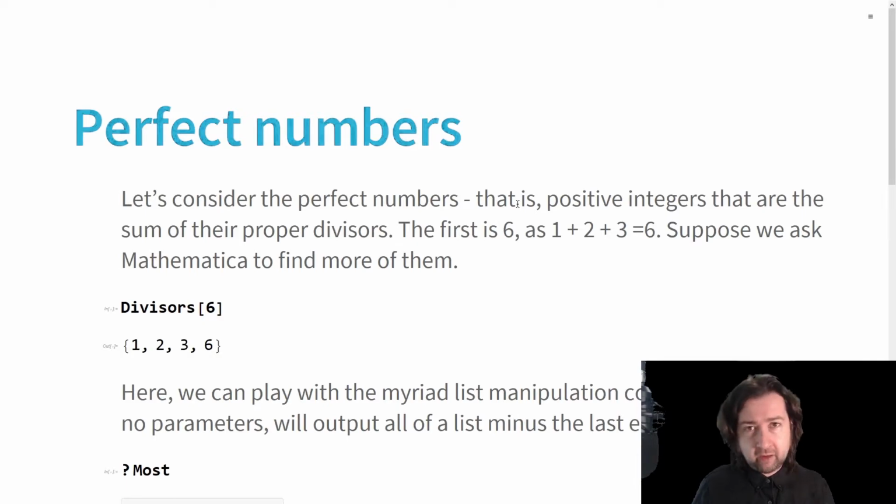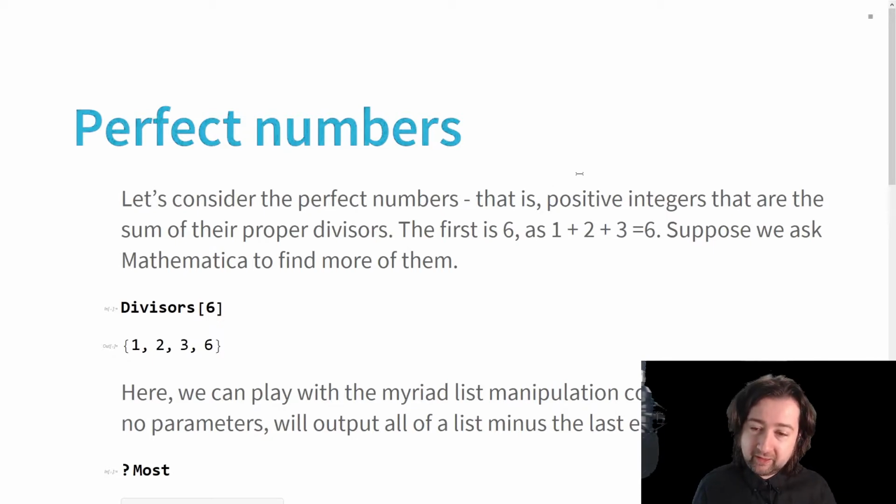So you may already know that a perfect number is a number that is equal to the sum of its own proper divisors. So 6 is a perfect number because the proper divisors of 6 are 1, 2, and 3, and 1 times 2 times 3 is equal to 6. Okay. So we're going to ask Mathematica to find more of them.